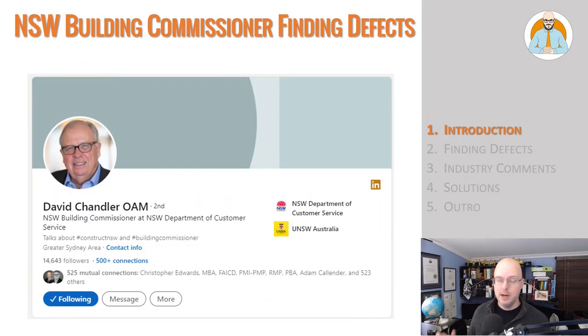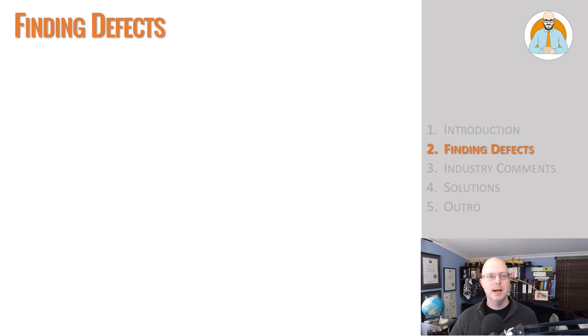Hello everyone, Florian Heise here and welcome to another episode of Heise Says. Grab your stein of coffee because we're going to have a look at a video shared by David Chandler, the New South Wales Building Commissioner, as he started going on site to conduct inspections and have a look at some of the issues that are occurring in New South Wales, now that he has the power to go onto buildings, to be called onto buildings. So let's have a look at this video and then some of the comments that people have made about it.